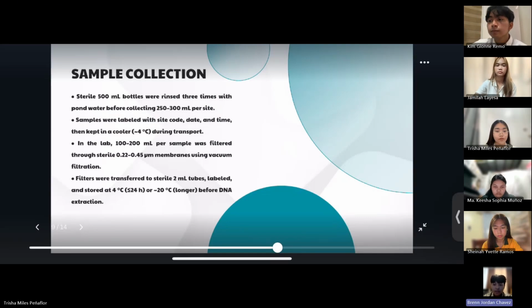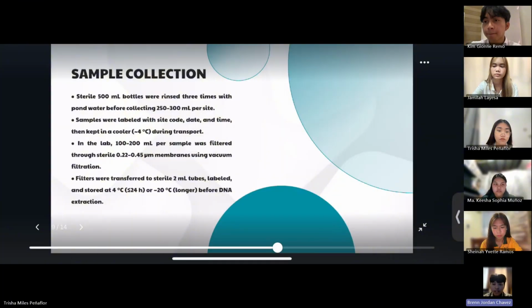Upon arrival at the laboratory, each pond sample will be subjected to vacuum filtration using sterile membrane filters with a pore size of 0.22 to 0.45 micrometers. A volume of 100 to 200 ml of water per sample will be filtered depending on the turbidity of the sample. After filtration, the membrane filters containing the trapped microbial cells will be carefully removed using sterile forceps and transferred into sterile 2 ml microcentrifuge tubes.